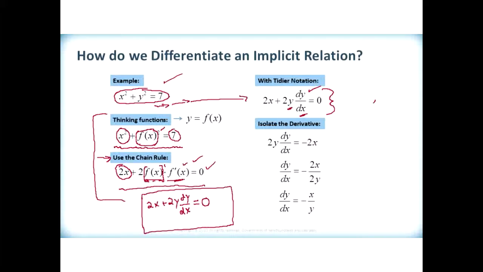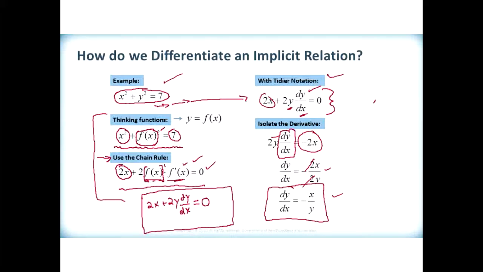All right, so now we tidy up our notation, and then the next thing we do is isolate the derivative. So we want to get dy over dx all by itself. I'm just subtracting the 2x to get it over on that side. And then I'm going to divide both sides by 2y. And I have this. And then one last step to get rid of those 2's by division. And all I have is dy by dx equals negative x over y. Okay? And that's how I take an implicit derivative for a simple example.